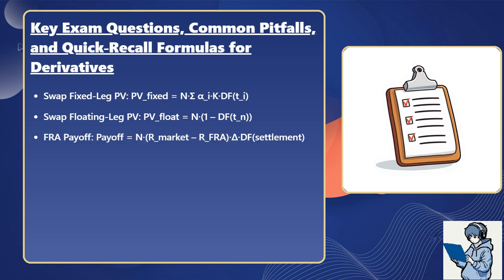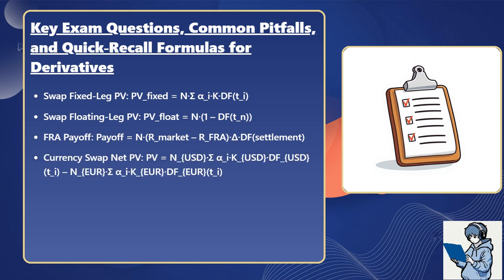FRA payoff. Payoff equals N times (R market minus R FRA) times delta times DF of settlement. Currency swap net present value: PV equals N sub USD times the sum over i of alpha i times K sub USD times DF sub USD of Ti, minus N sub EUR times the sum over i of alpha i times K sub EUR times DF sub EUR of Ti.